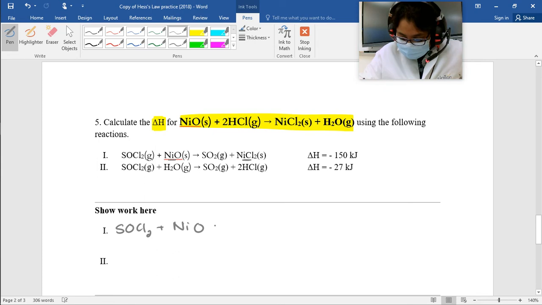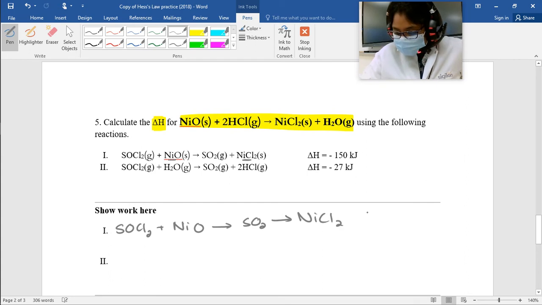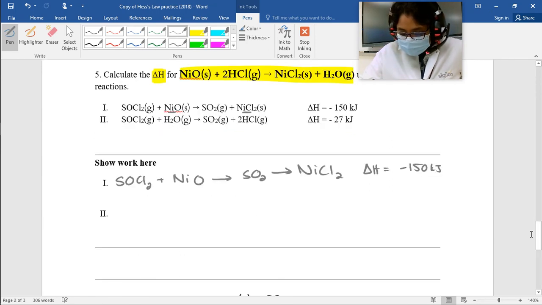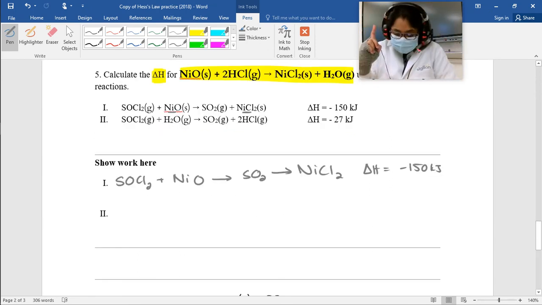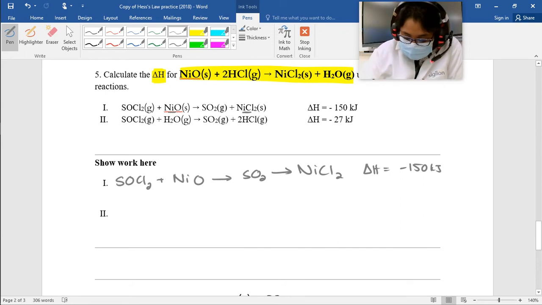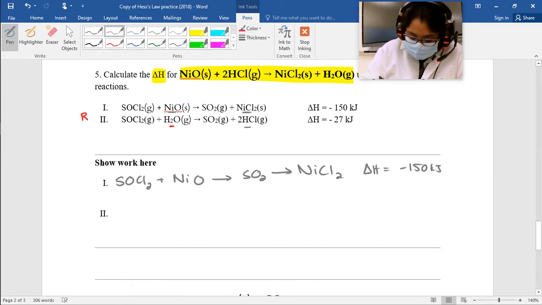We can just rewrite it as it is. NiO plus 2HCl goes to NiCl2. Delta H stays the same, negative 150 kilojoules. Okay? And then let's see. We also need, from the second equation, the HCl and the water, but they're not on the correct side. So we've got to reverse this one.